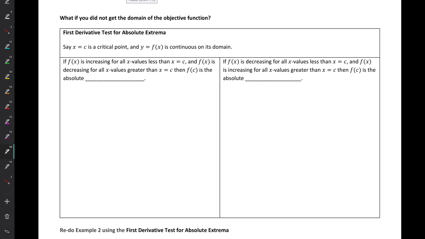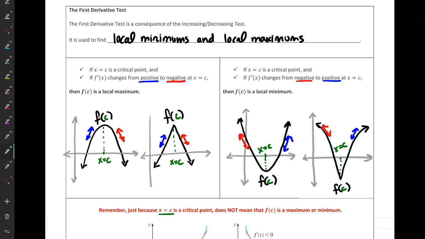All right, in this video, we're going to talk about the first derivative test for absolute extrema and then use it to redo example 2. Before we jump in, let's just revisit the first derivative test. Recall that the first derivative test is to find local maximums and minimums. It is a result or a consequence of the increasing and decreasing test.